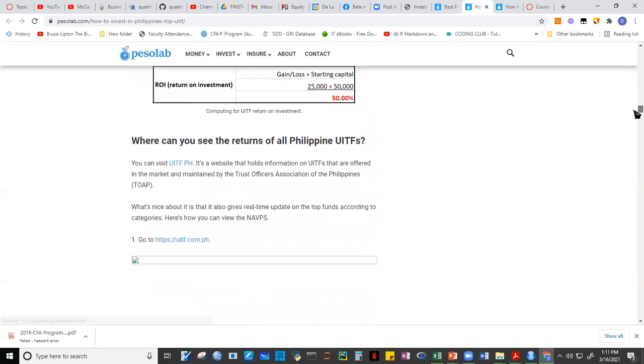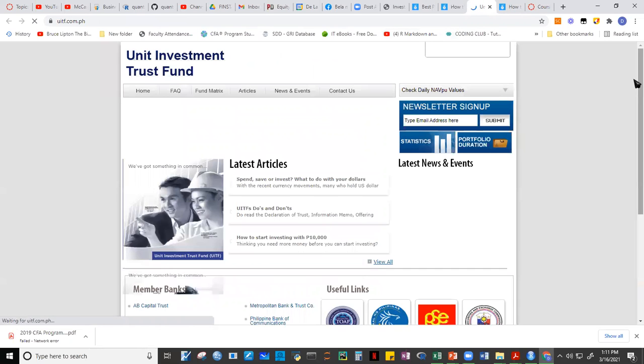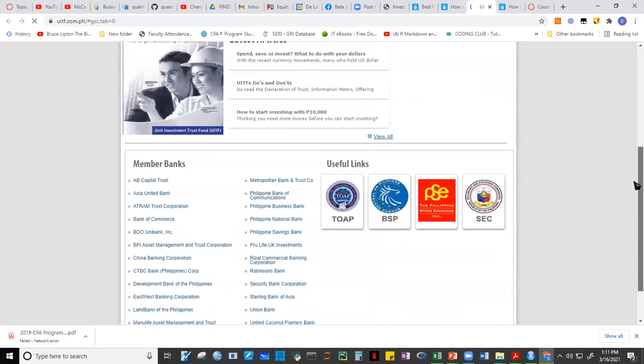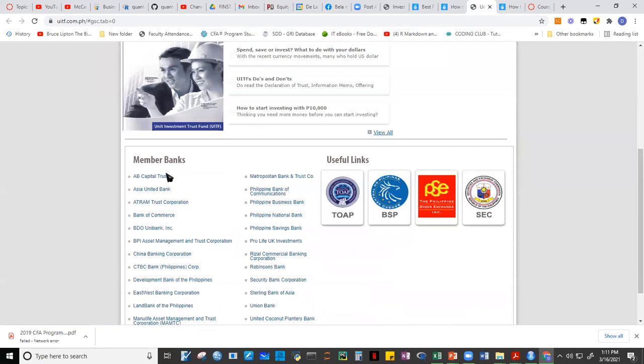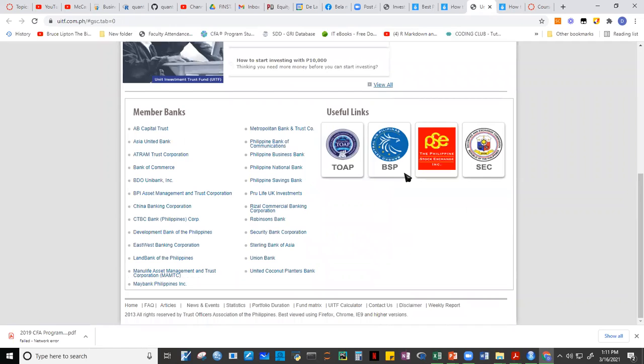Yung UITFs, sabi ko nga kanina, guys, ito yung official website yata nila to. UITFs. Okay. So ito yung mga member banks na may UITFs, no? So regulated ng BSP yan. Okay, so these are banks that offer unit investment trust funds.